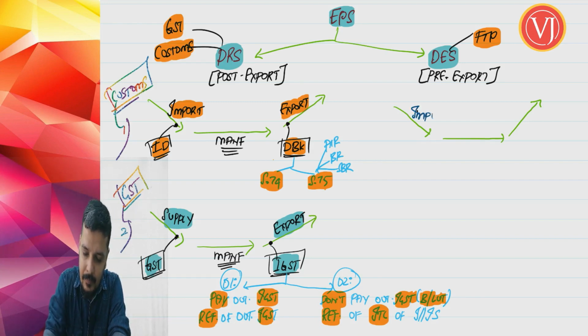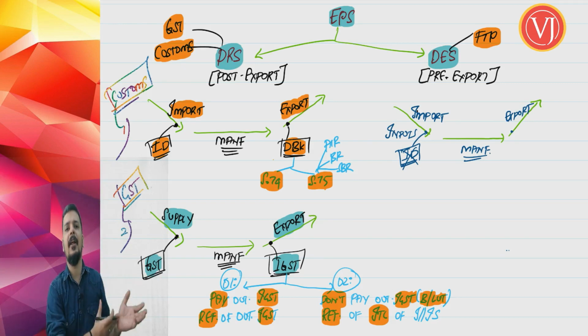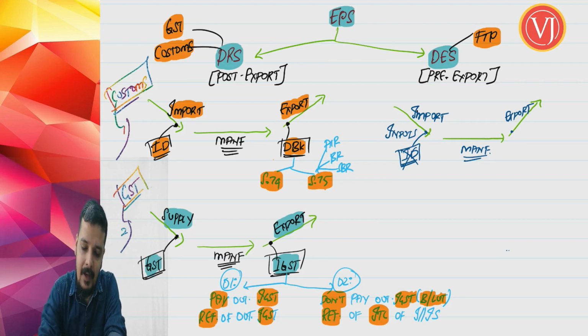They tell that you import the raw materials, don't pay import duty on your inputs, manufacture your final product, and thereafter you export. And if you export, there's no question of any duty drawback, because I have not paid any import duty. Now friends, this is happening under your advance authorization, but there is an export obligation.